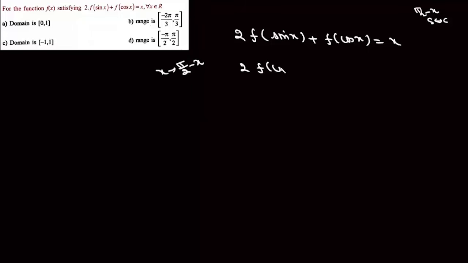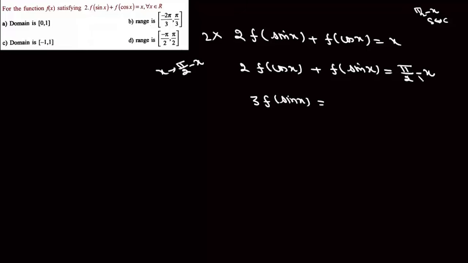So we'll get 2f(cos x) plus f(sin x), and it'll be pi by 2 minus x. Now we'll multiply this first equation with 2, and then we'll subtract the second. Then this f(cos x) will cancel. So we'll get 3f(sin x). It will be 2x minus pi by 2 plus x. So there'll be 3x minus pi by 2, or simply f(sin x) is x minus pi by 6.